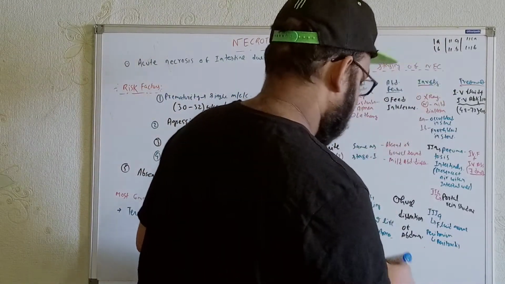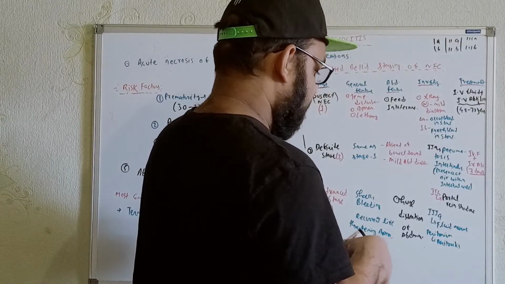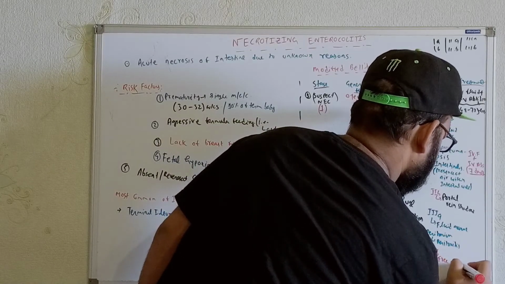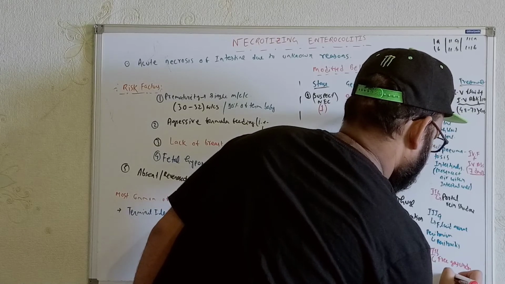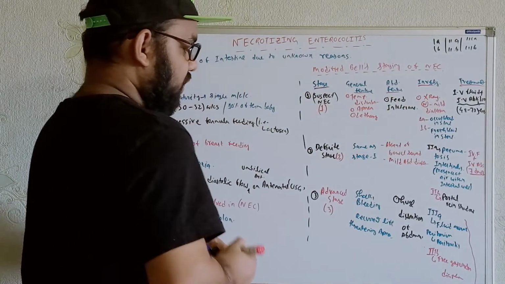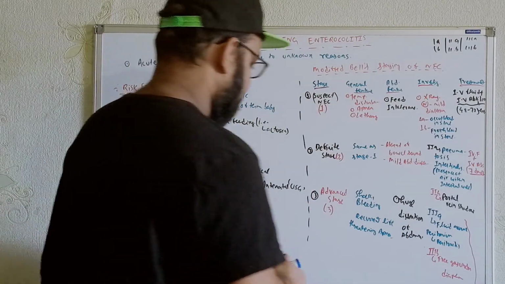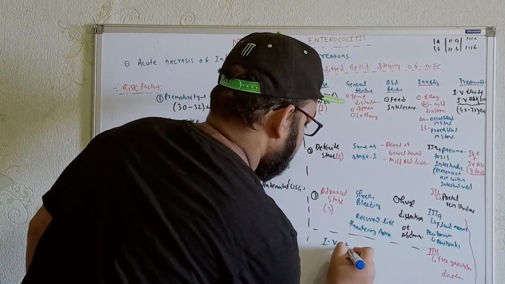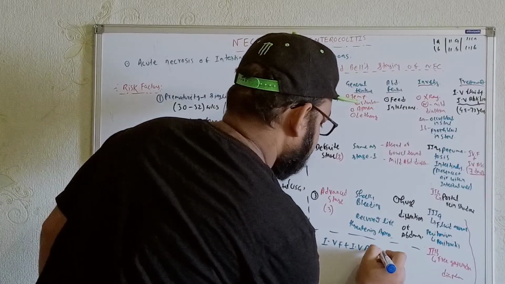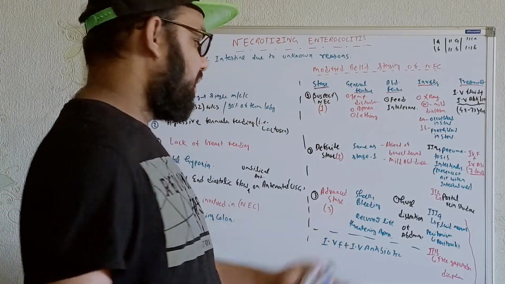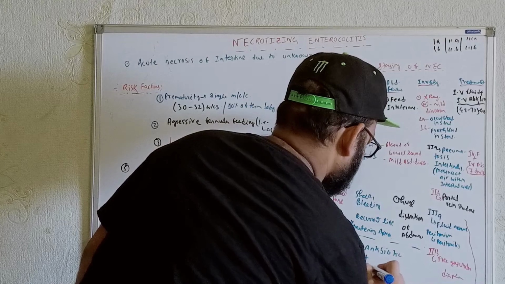In stage 3B, we can get the presence of free gas under the diaphragm. Now, as far as the treatment is concerned, I am writing it over here for this stage 3. You have to use intravenous fluid and intravenous antibiotics. As we are getting shock or bleeding type of conditions, we have to use inotropes.